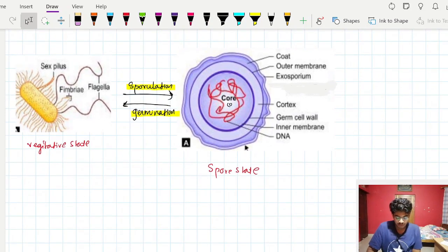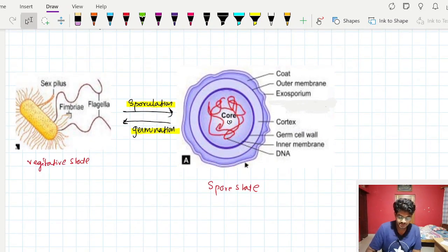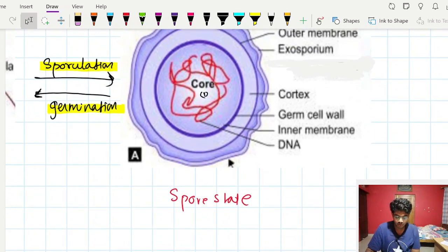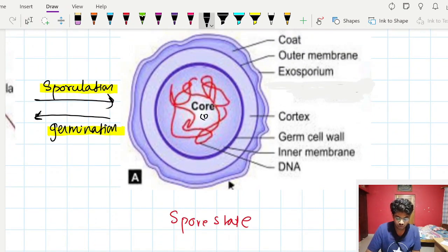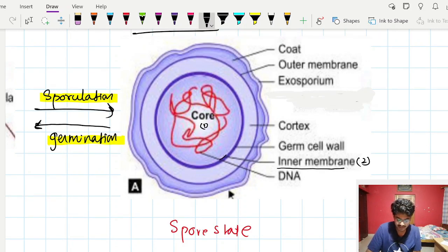Now let us discuss the structure of spores. When we talk about structure, there is a core, cortex and coat. There is a central core, and covering the central core there is an inner membrane. The second layer is the inner membrane. First one is the core, then the inner membrane, and above the inner membrane there is the germ cell wall. This is the third.